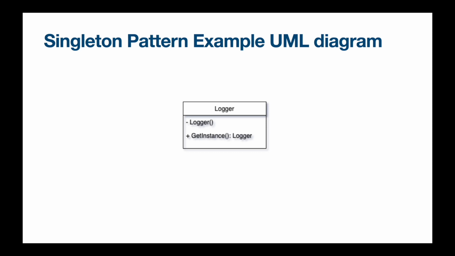The UML diagram of the pattern is very simple. The logger class has its constructor inaccessible directly by making it private, and the method getInstance handles access to the class instantiation and access to the object itself.